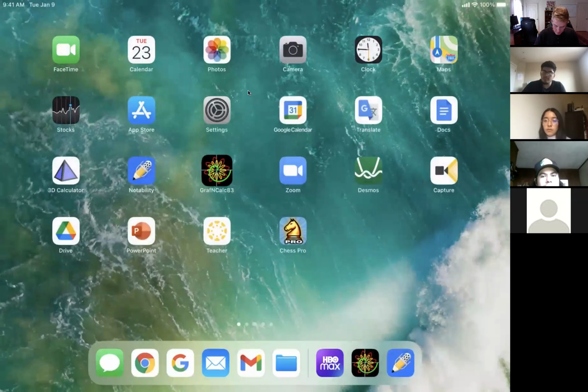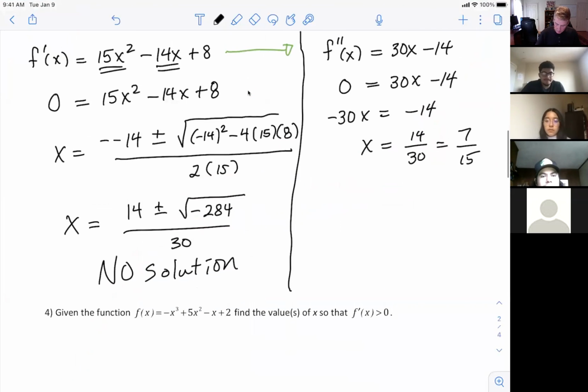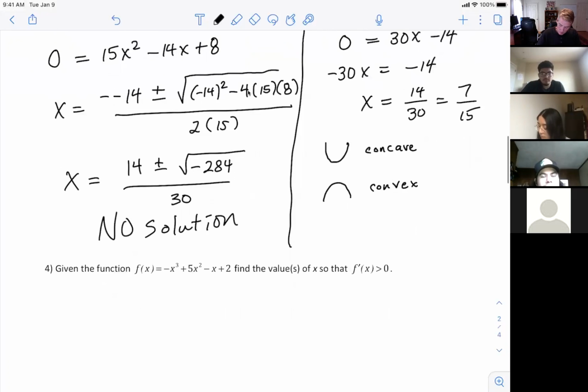So usually when we're speaking English, this is called concave, and this is called convex. So that's how we say it in English. But in math, we don't say it that way. We call this one concave up, and instead of convex, we call this one concave down.